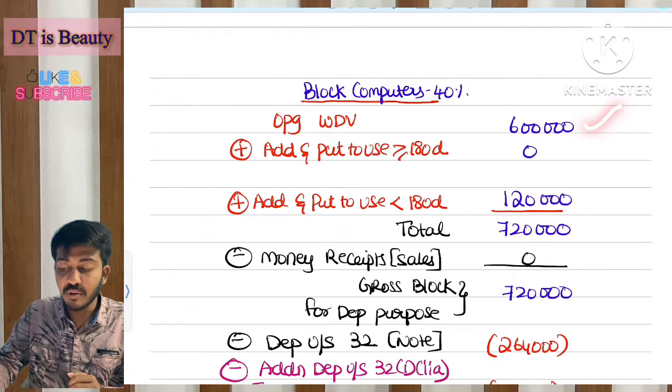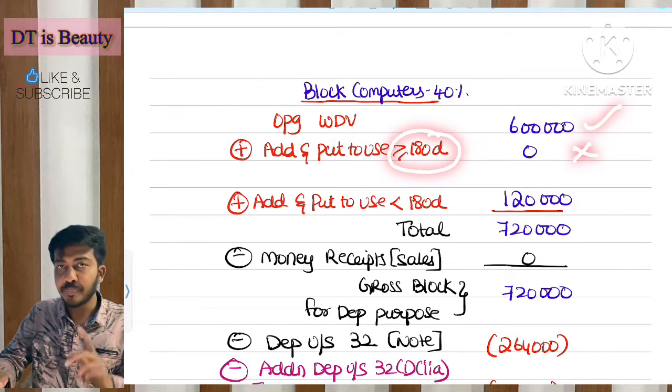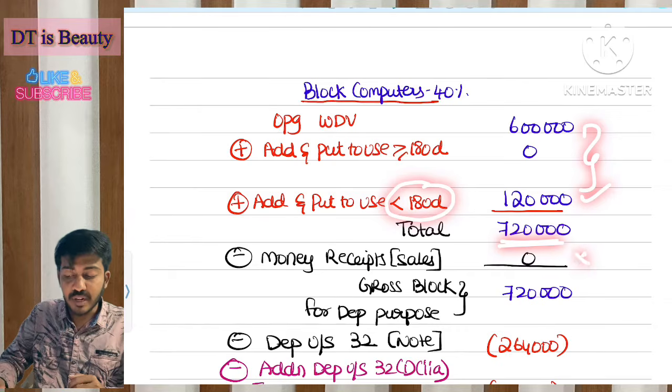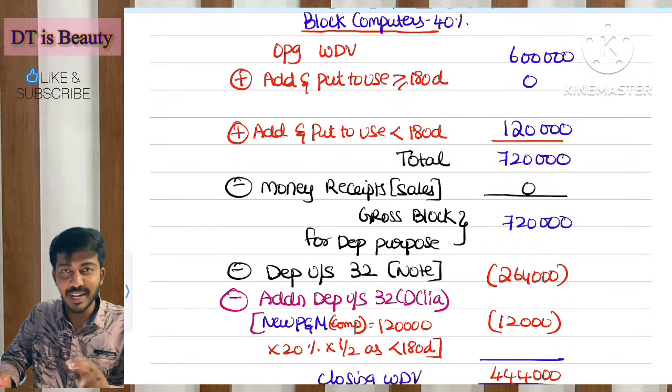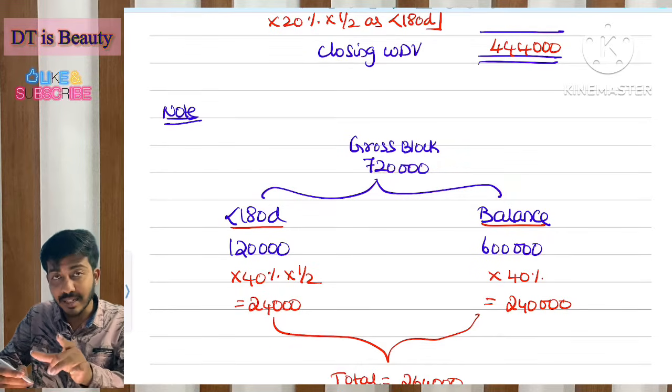They have opening WDV of 6 lakhs, put to use for greater than or equal to 180 days. We have only one purchase, which is less than 180 days, that is 1,20,000. These two total to 7,20,000. There are no sales, therefore the gross block for depreciation purposes comes to 7,20,000.